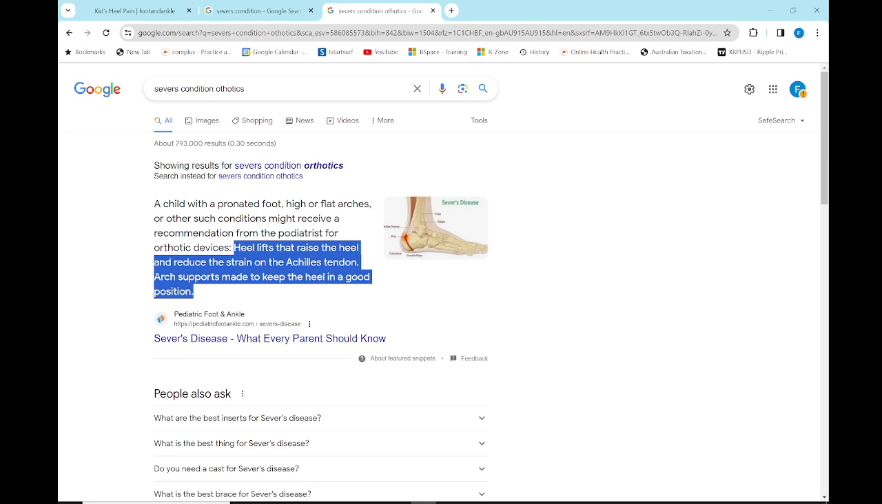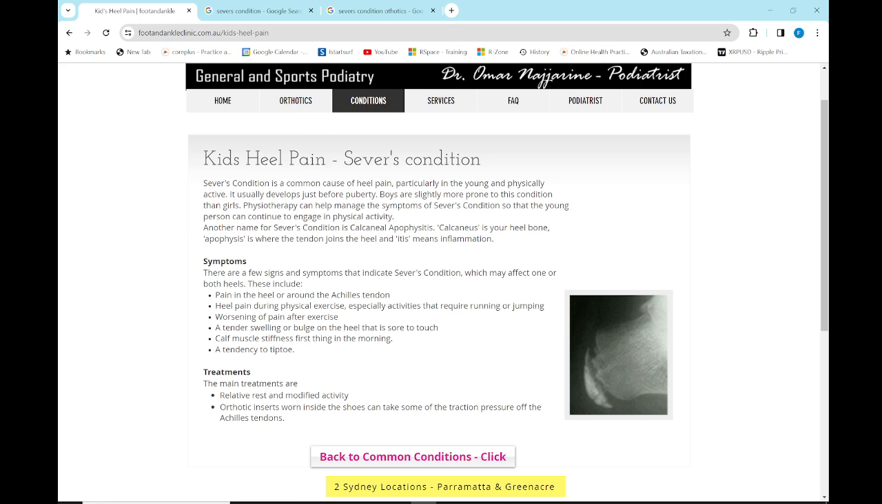So a child with pronation, so we look at if the child has flat feet, if they have other conditions, we try to alleviate the pressure from the area by either making orthotics, heel lifts, and the treatment is quite successful. So if your child is suffering from Sever's condition, then make an appointment and get it assessed.